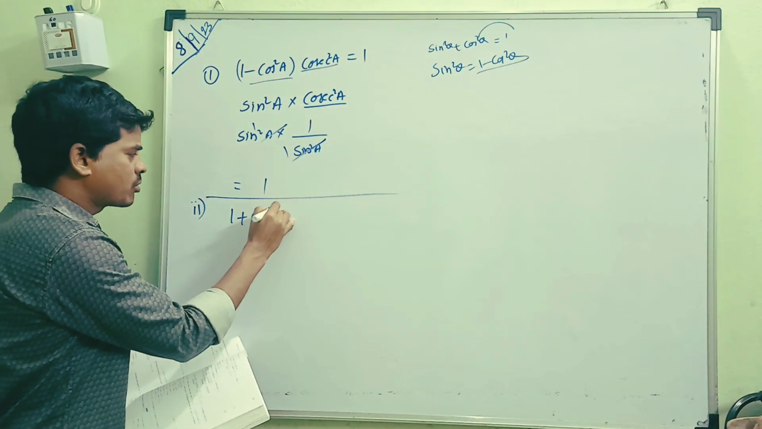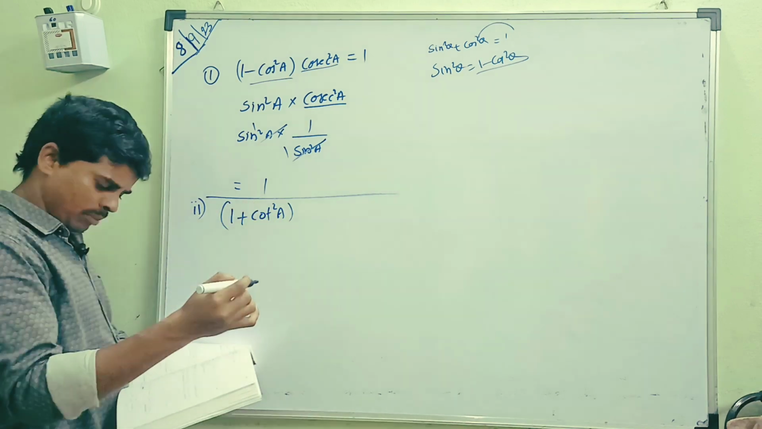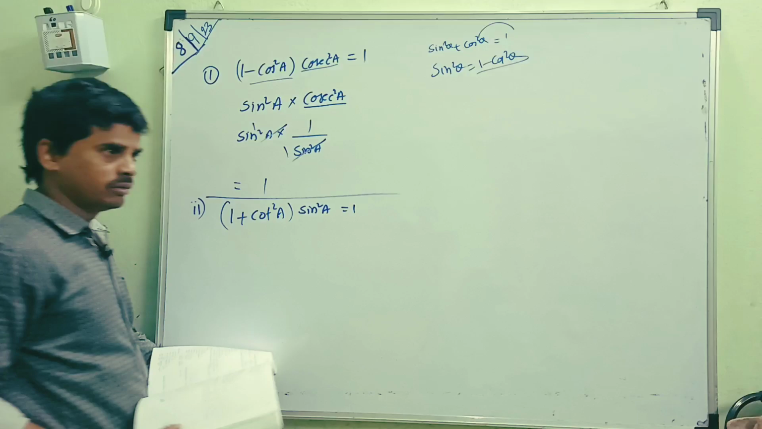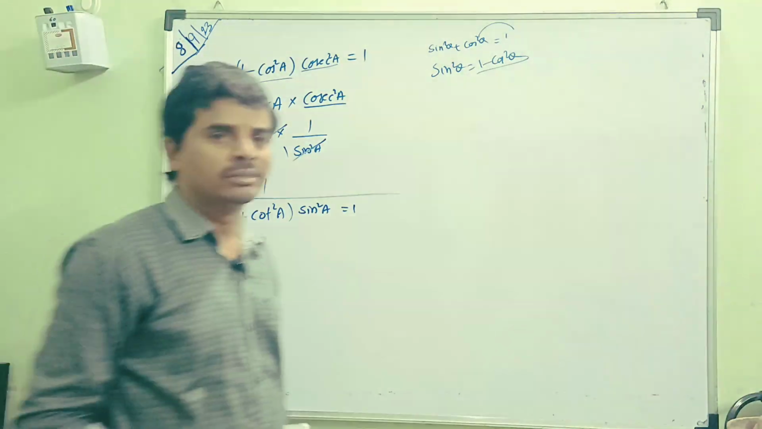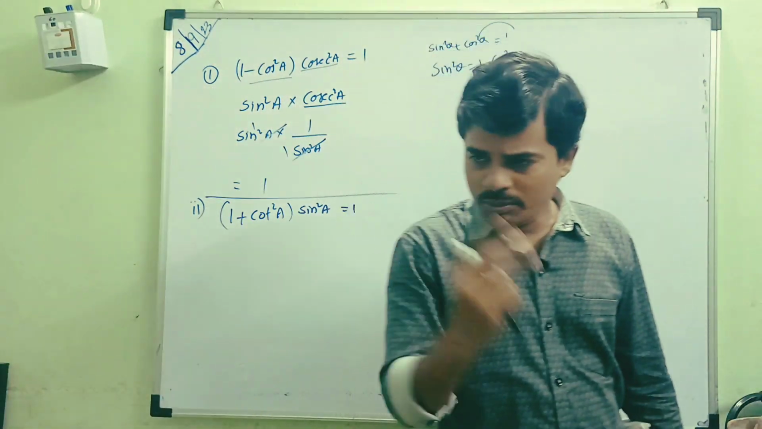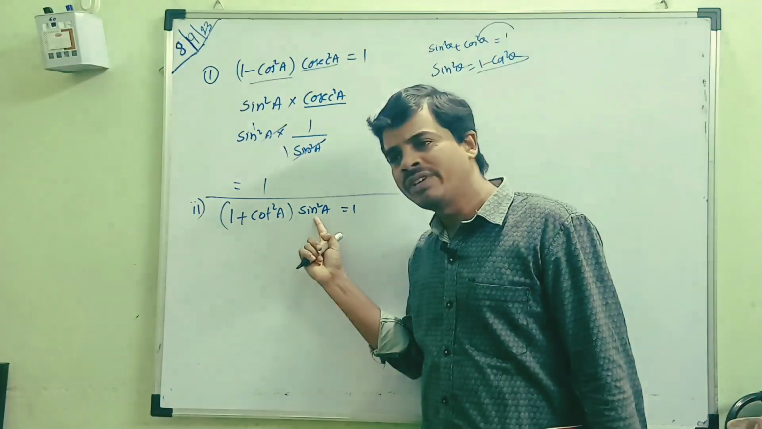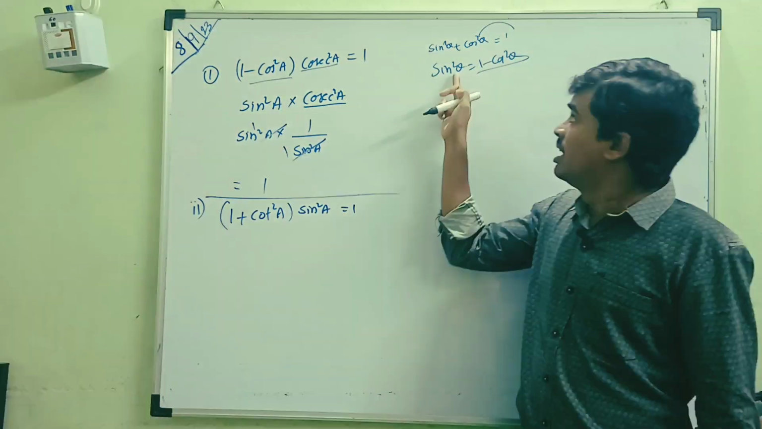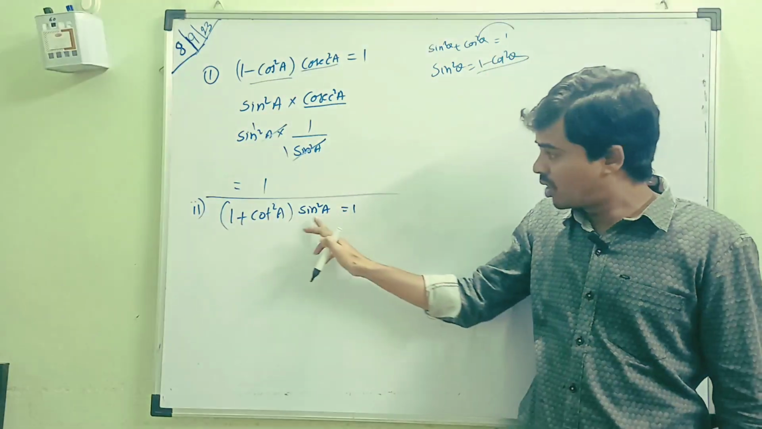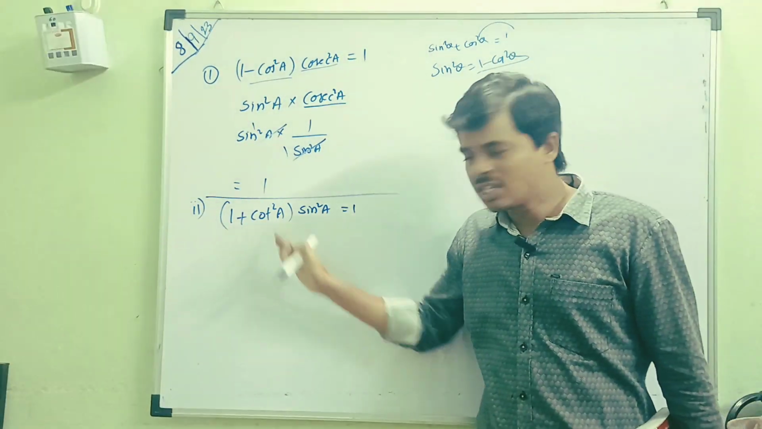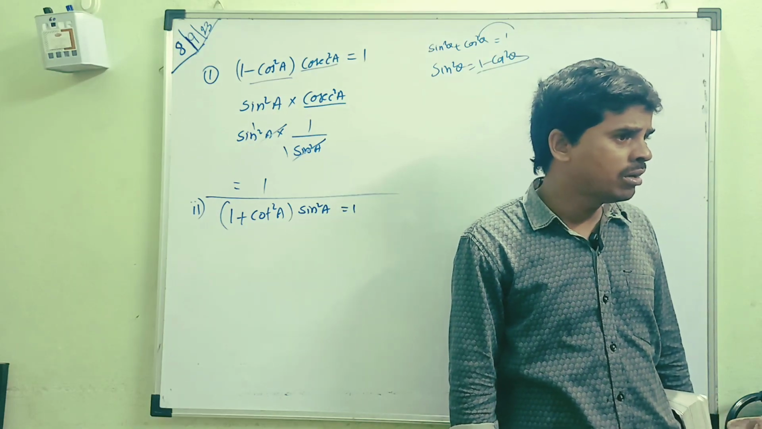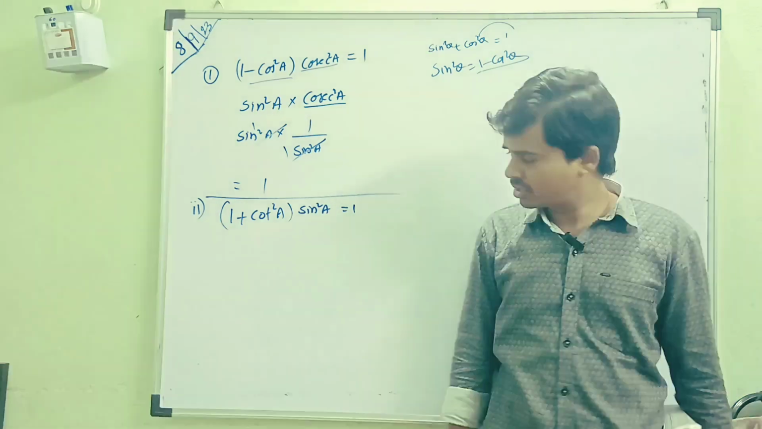1 plus cot square A into sin square A is equal to 1. This is the formula. Here also we can do two types of conversions. Sin square A we can write as 1 minus cos square A by using the identity sin square theta is equal to 1 minus cos square theta. 1 plus cot square we can write as cosecant square A. Cosecant square A is equal to 1 plus cot square, that also we can convert.